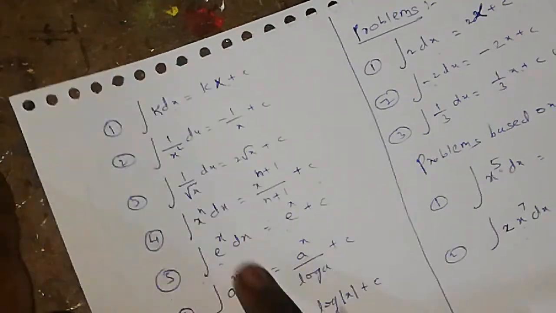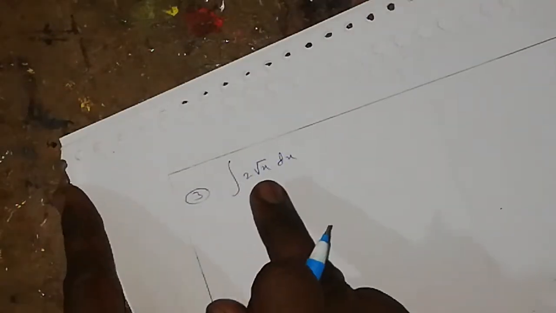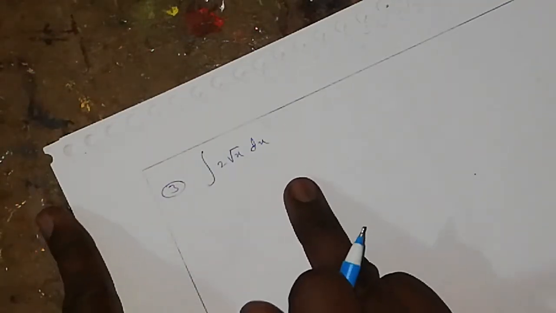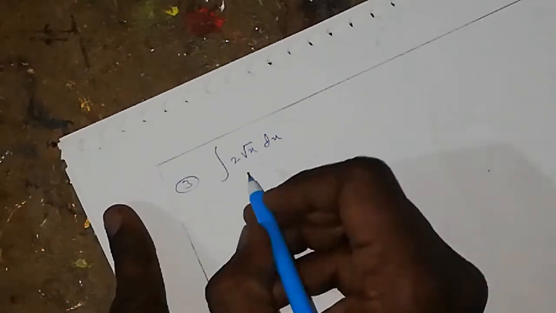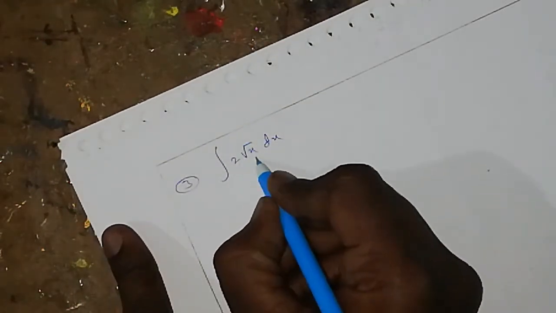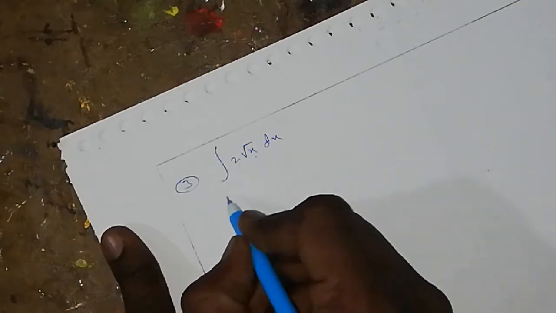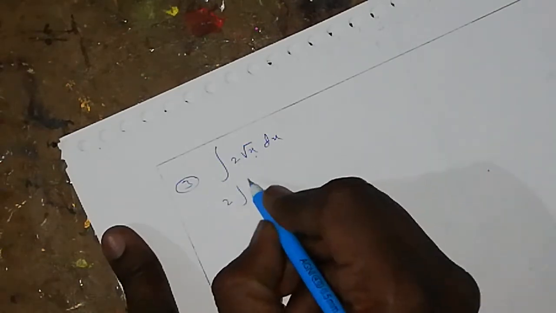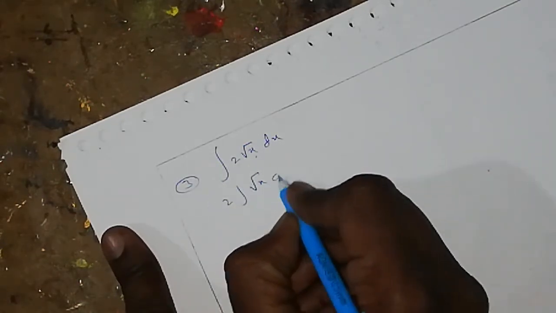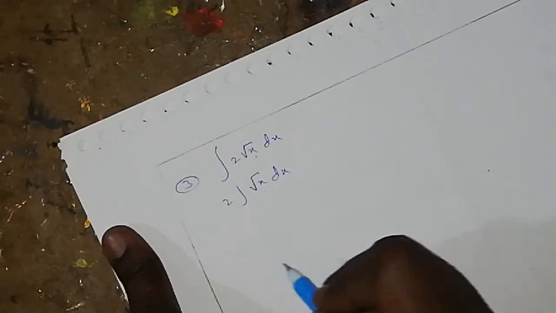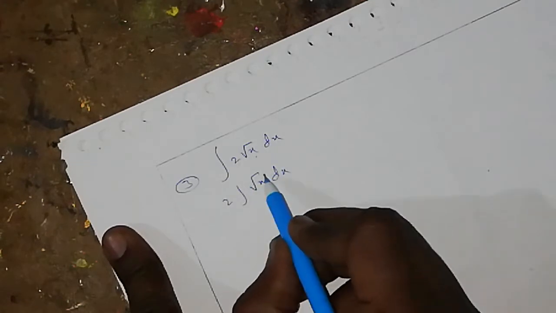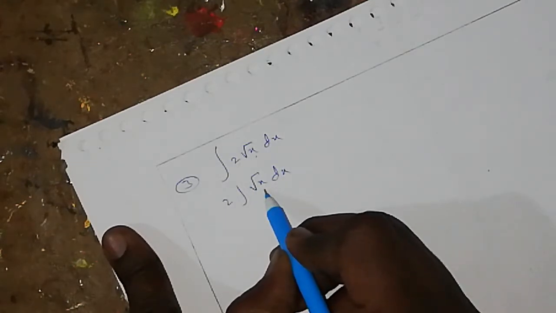This is 1 by root x, but what I am asking here? 2 root x I am asking. When it is 1 by root x, it becomes 2 root x, but I am asking 2 root x. So how can we do it? Here clearly 2 is the coefficient of root x. So first we have to send 2 to outside. Now writing root x dx. Now here x is a variable, so we can integrate it, but it is not in the form. So here root x, first we have to convert into exponent form.